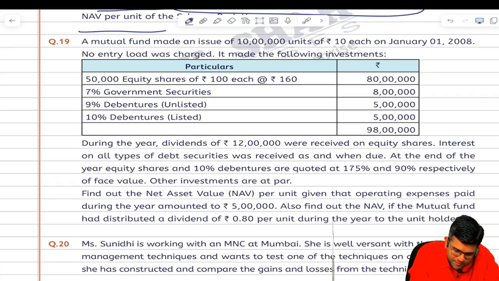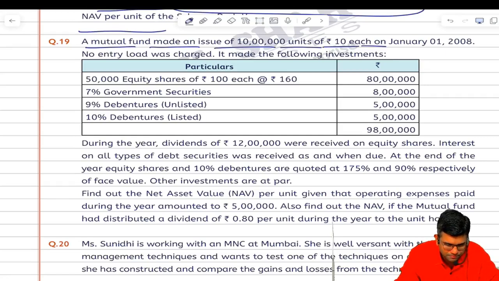So what they are saying, a mutual fund issued 10 lakh units of 10 each. Which means, do you realize that this mutual fund issued and raised 1 crore rupees? And once they raised this 1 crore rupees, they purchased investments worth 98 lakh rupees. You're able to understand, they purchased investments worth 98 lakh rupees.